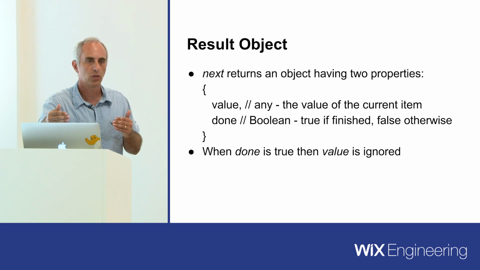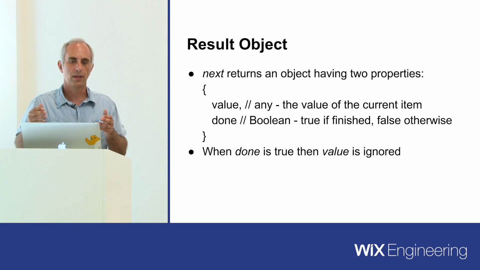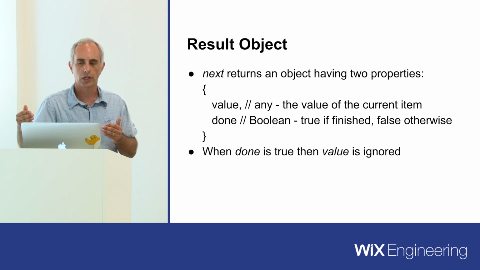So it's true or truthy if we're at the end of the collection. Otherwise, it's false. So when done is true, value is ignored. That's a really important point. It's not that at the last item in the collection, done equals true. Actually, for the last item, done will still equal false. It's after the last element where done actually becomes true, and then that value is irrelevant because we've gone beyond the end of the collection.